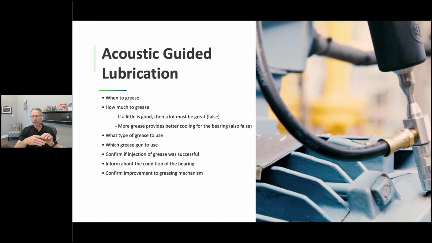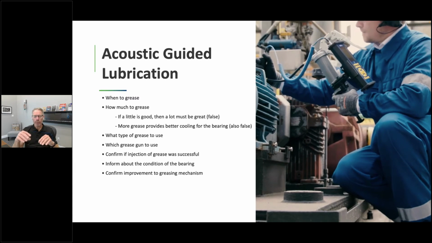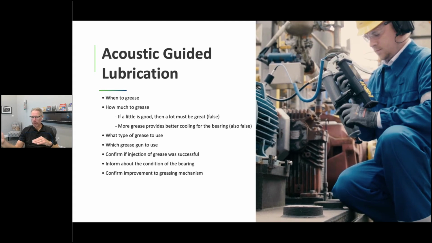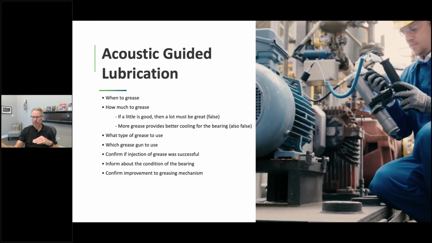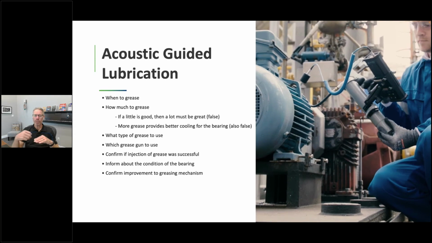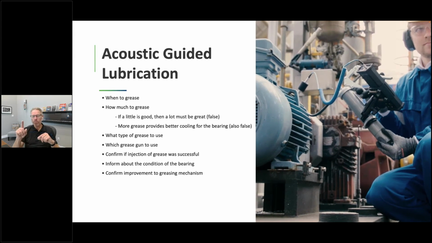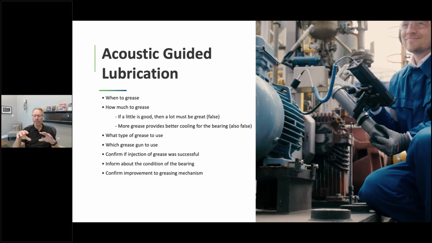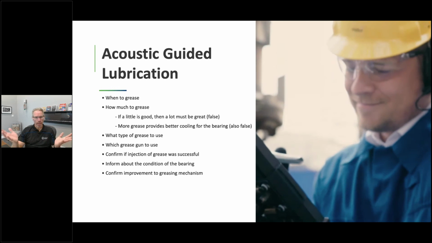Which grease gun to use for the injection, because no two grease guns are the same. I'm going to talk about that too. Provide confirmation to the lube technician, and therefore to the reliability team and the condition monitoring team, that the grease actually reached the bearing. Because sometimes when you pull the trigger on your grease gun, the grease doesn't go where you think it's going. And to confirm that the task actually improved the lubrication mechanism, because we know that all too often a PM can make the situation worse, not better.